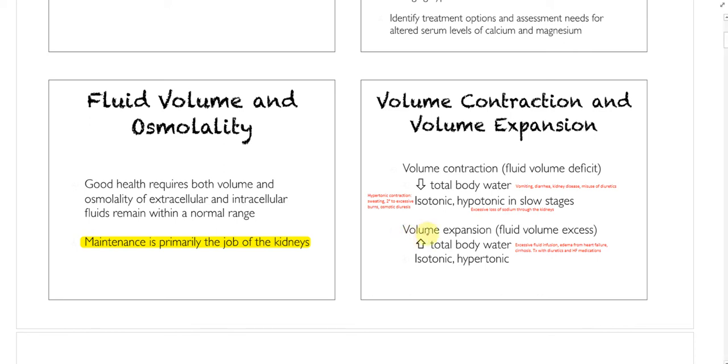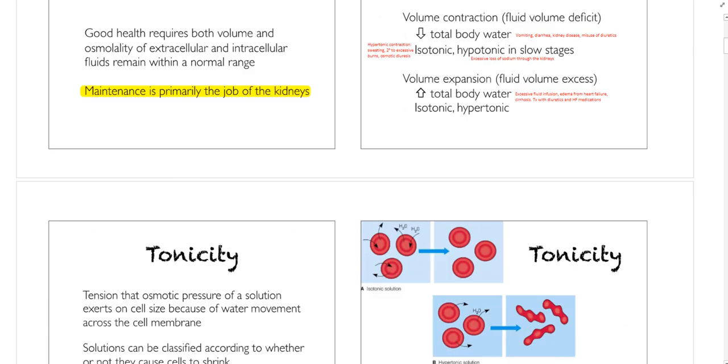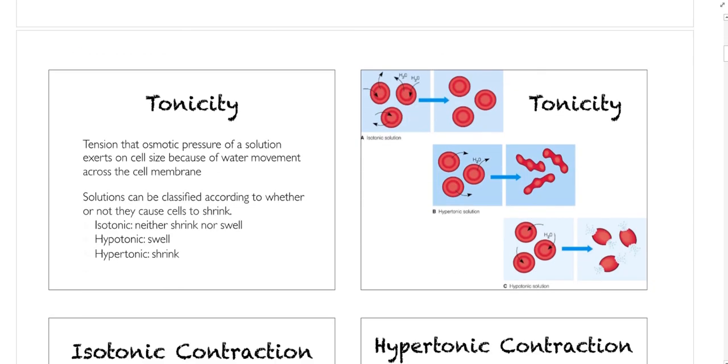Volume can also expand, so that we have a fluid volume excess, which is where we have an increase in total body water. And this can be isotonic or hypertonic, and I imagine also hypotonic. We also have tonicity, which can play a role in that as well.